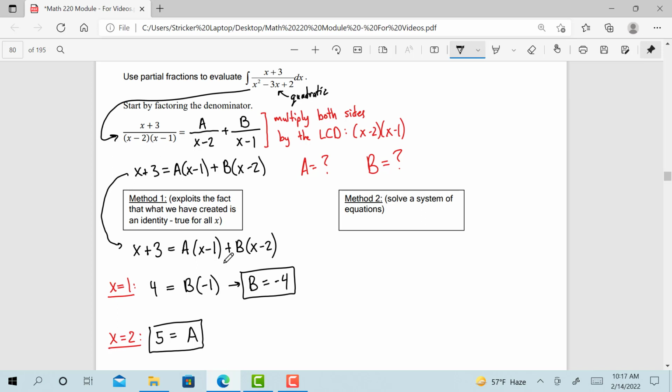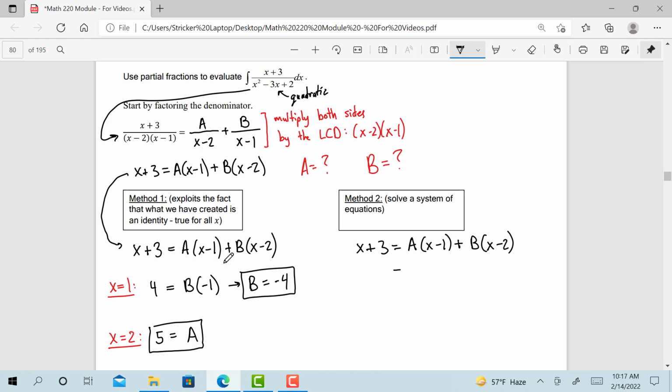The second method, which takes a little bit longer, I know some people do like this method, is we still use the identity that we created. We still have x plus 3 equals a times (x minus 1) plus b times (x minus 2). But what we're going to do is solve a system of equations that results from that identity. And in order to do that, we need to kind of rewrite this identity.